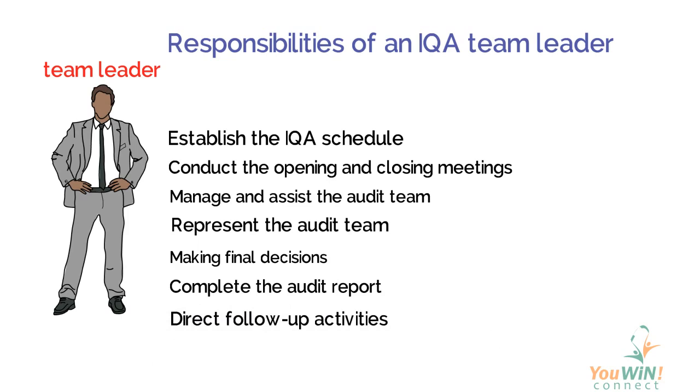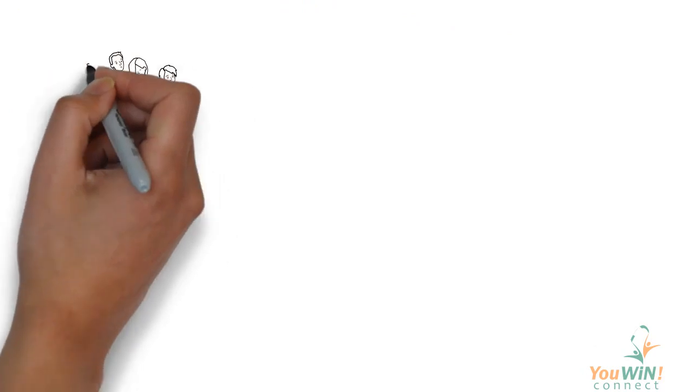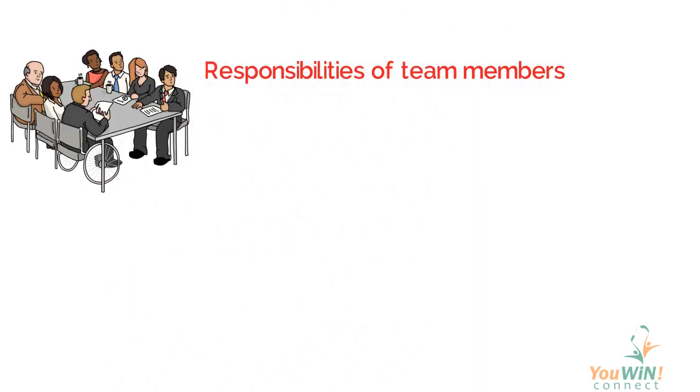It is to be noted the team leader has the ultimate responsibility of the satisfactory performance of all phases of the audit, as well as for the professional conduct of the audit team members. So what are the responsibilities of these team members?